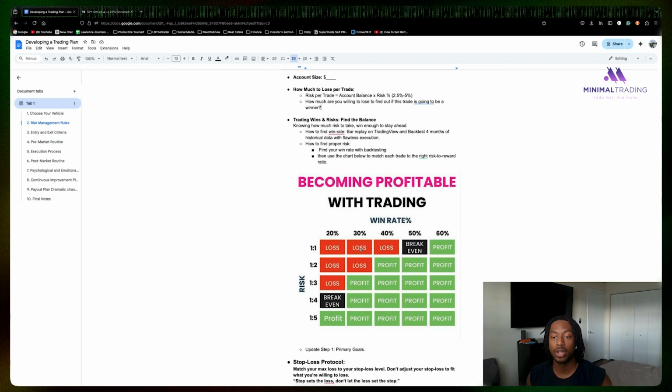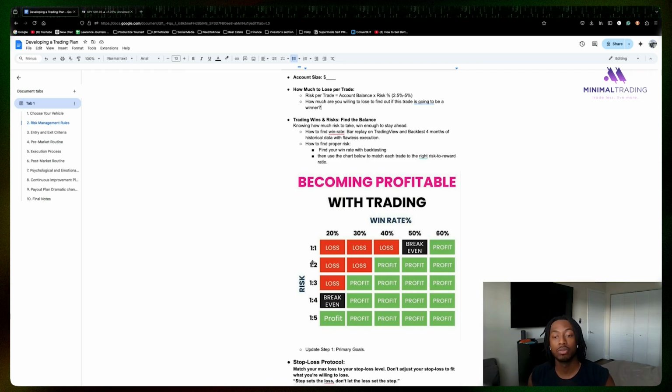So you do 1-to-1s and your win rate is 30%. You're inevitably going to lose. You're just going to lose all your money over time, even if you're trading your system correctly. The only time you should be doing 1-to-1s is if your system has a win rate of 60% or higher.